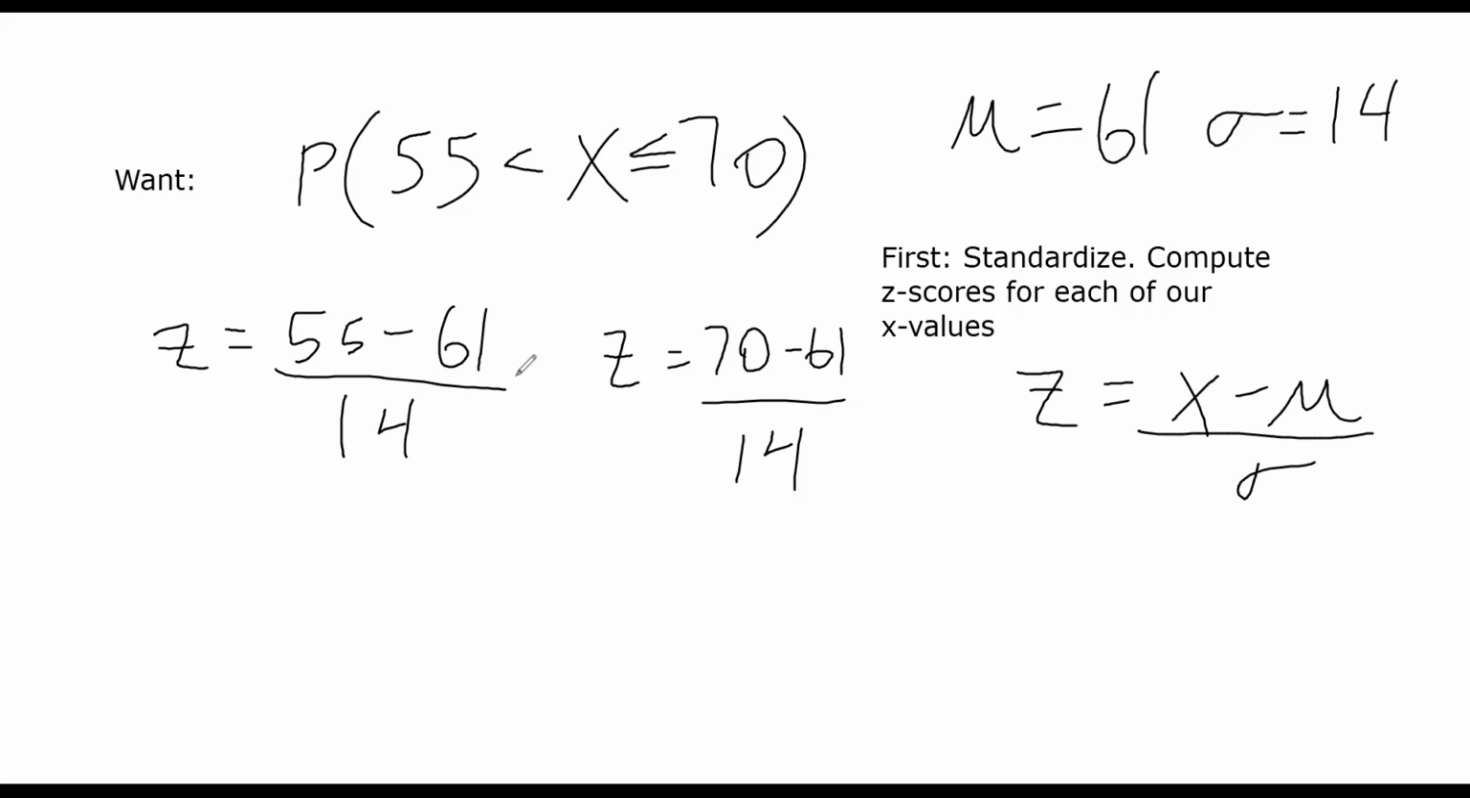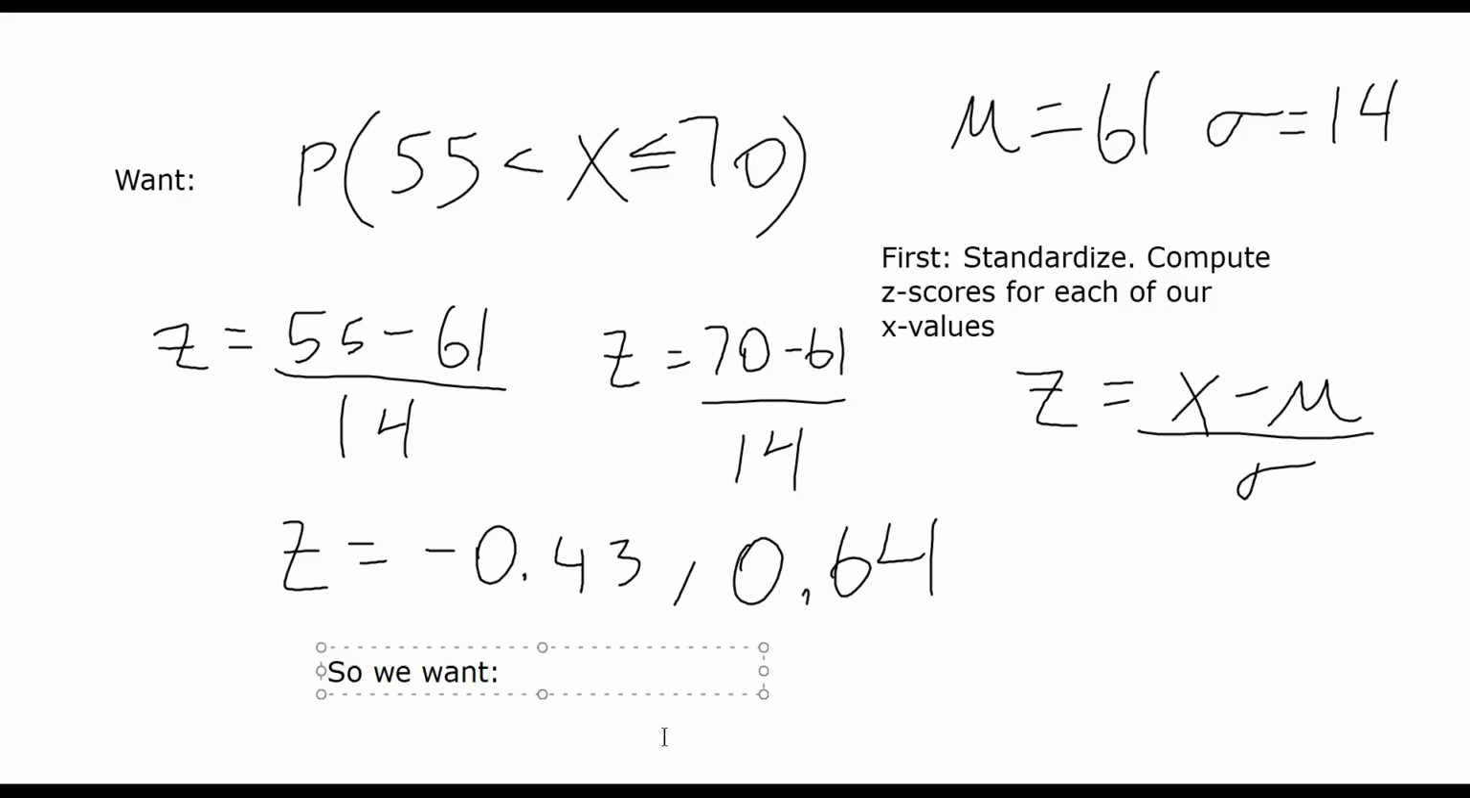So 55 minus 61 is -6 divided by 14, round to 2 decimal points. That's going to give you a z-score of -0.43. This next one, 70 minus 61 is 9 divided by 14 and that's 0.64. So what we really want then is the probability of a z-score that is between -0.43 and +0.64. Now that we've standardized.